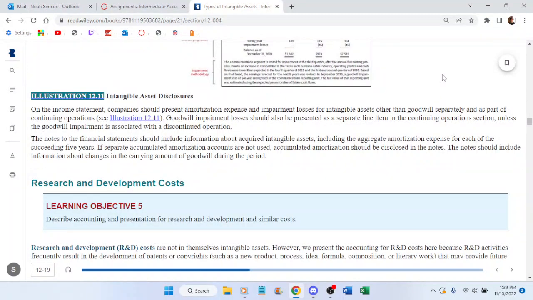On the income statement, companies should present amortization expense and impairment losses for intangible assets other than goodwill separately and as part of continuing operations. Goodwill impairment losses should also be presented as a separate line in the continuing operations section unless the goodwill impairment is associated with the discontinued operation.